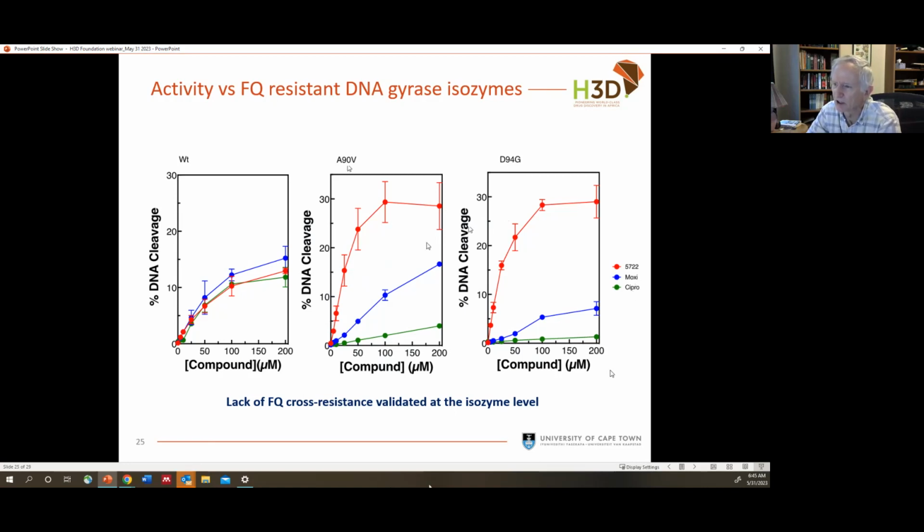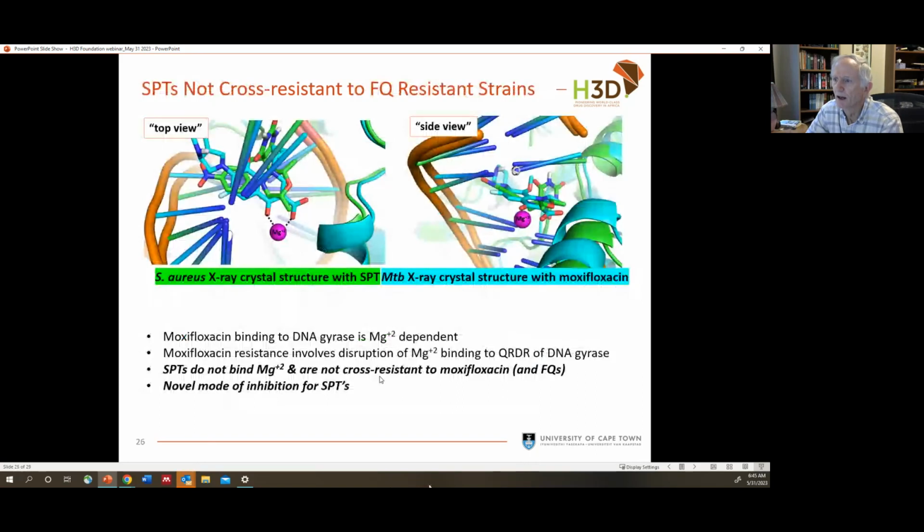And that could be significant when you get to the clinic, that you could have a compound that would hit the problematic resistant strains of MTB a little bit harder. So that's good. And I mentioned they're not cross-resistant to fluoroquinolone-resistant strains. And as I had mentioned before, it has to do with magnesium binding.